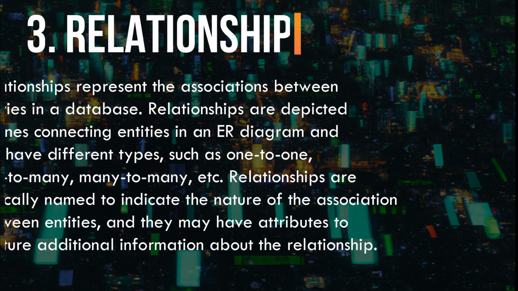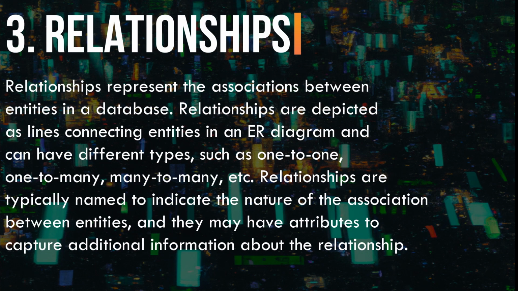Relationships represent the associations between entities in a database. Relationships are depicted as lines connecting entities in an ER diagram and can have different types, such as one-to-one, one-to-many, many-to-many, etc. Relationships are typically named to indicate the nature of the association between entities, and they may have attributes to capture additional information about the relationship.